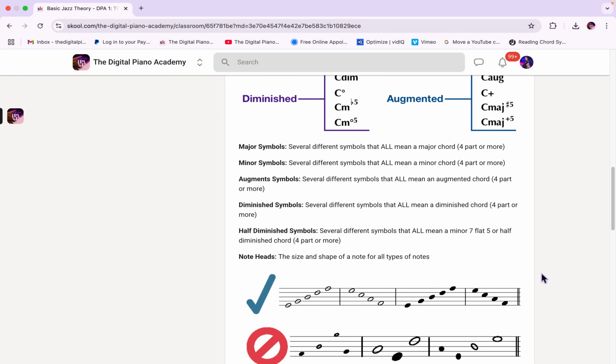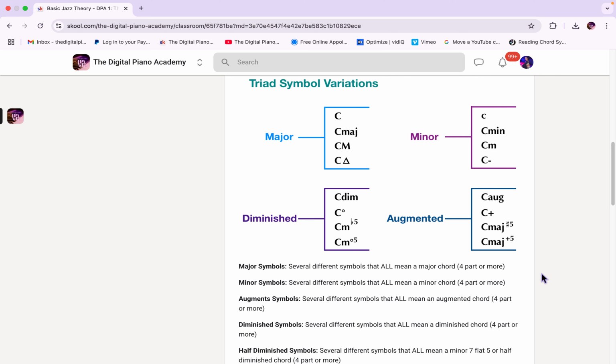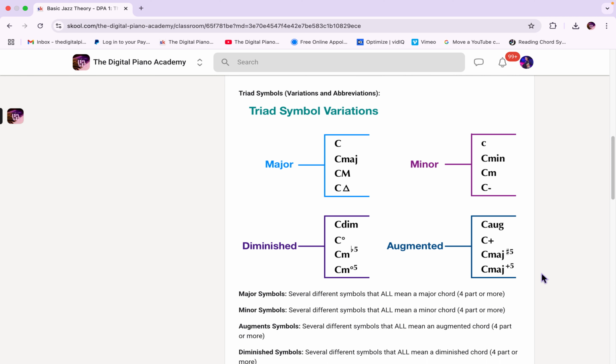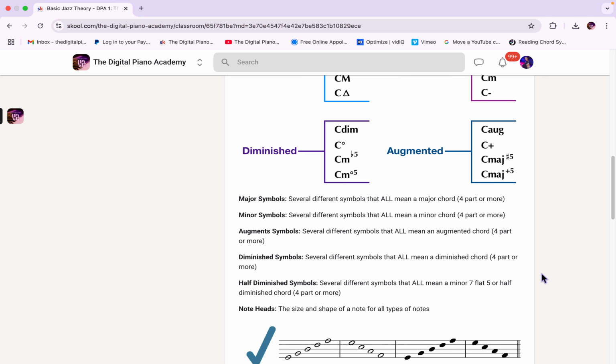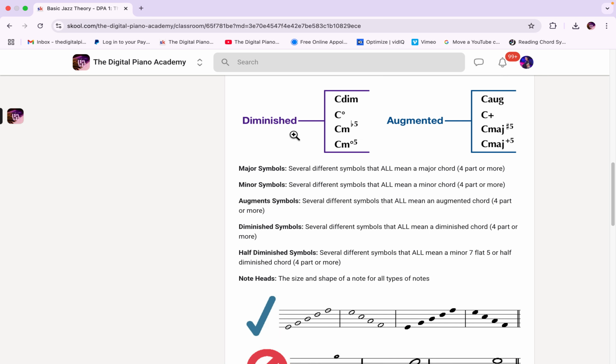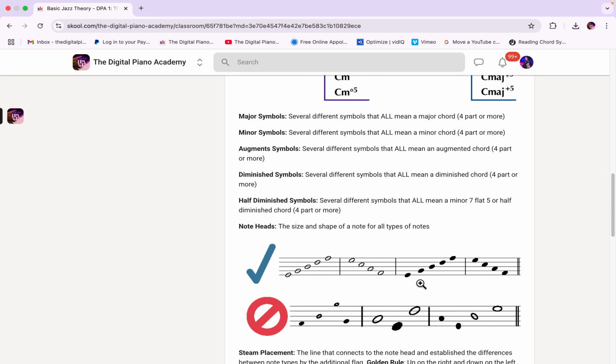Okay, so major symbols, there are several different symbols that all mean major chords, 4-part and more. So pretty much everything that I spoke about earlier in these symbols, you would just put a seventh on top of it, and that's where you would get your minor symbols: augmented, diminished, half diminished, which is pretty much just this with the circle through it, and that pretty much covers everything for there.